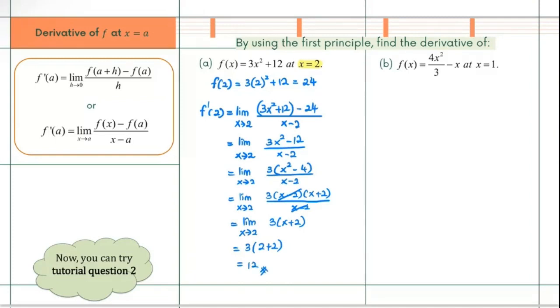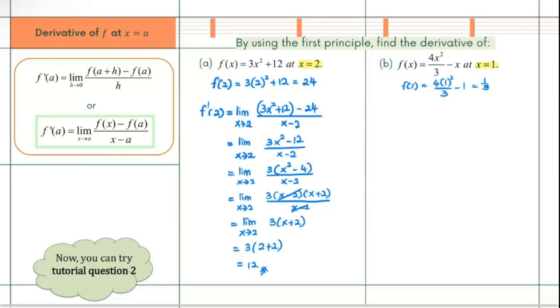So ya ke? 4 darab 3, 12. Okay, 12. So that is our value lah. So saya kat sini saya gunakan formula ini. Okay, now kita try lagi sekali. Saya tunjukkan jawapan kepada ini pula, at x equals to 1. Okay, so here f of 1 kita akan dapat 4 darabkan dengan 1 squared per 3 tolak 1. So 4 per 3 tolak 1 will be 1 per 3.